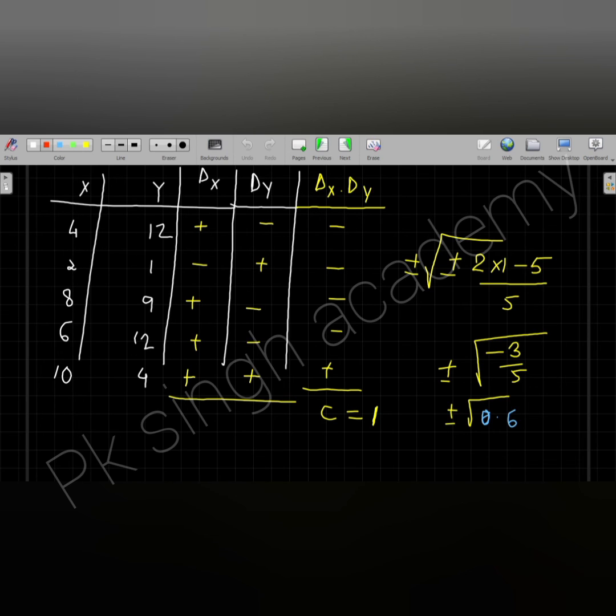Now we do the same with dy, the difference of y. Y is 12 and then 4, so y is decreasing, so we write a negative sign. Now we take the product of dx and dy, and we consider only the positive signs. How many positive signs are there? Only one. The formula was 2c minus n divided by n, where c is the number of positive signs. There is only one positive sign, so we write 1, and n is 5, the number of pairs. Clear? So we calculate it like this.